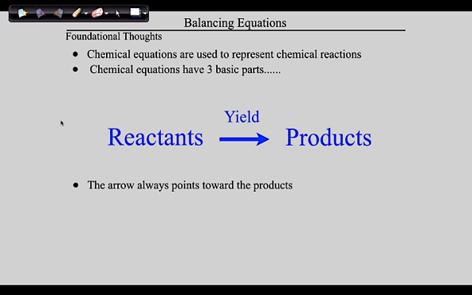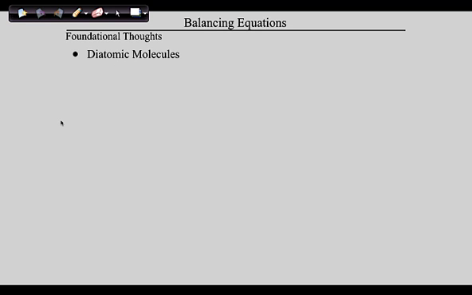Okay, so now we know what chemical equations are, we know their parts, we know what they do. Now guys, we need to dig into some of the details that we need to understand before we really start balancing these things. The next thing that we need to talk about then are diatomic molecules.